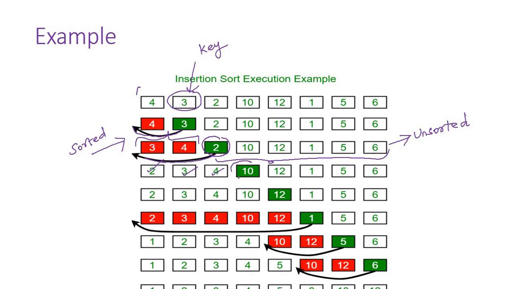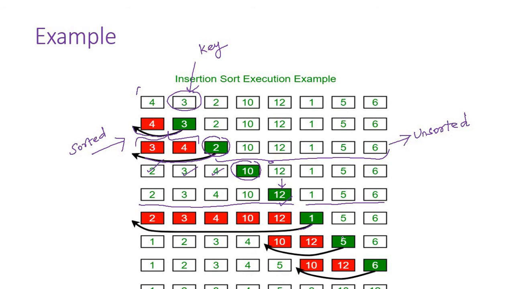Then the next key is 10. It is already in proper order, so I'm not changing anything. The next key is 12. Again, it is in the proper order, so I'm not changing anything. Now up to this is the sorted array, and this is the unsorted array. Then 1. 1 should be placed before this 2. I'm picking the element from the unsorted array and placing it in the proper position of the sorted array: 1, 2, 3, 4.